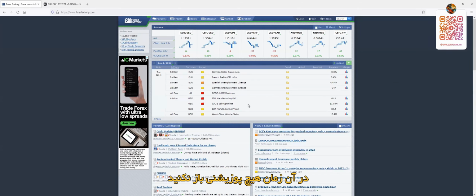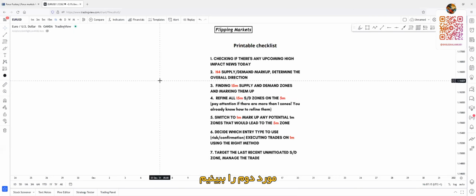Just don't open any position in that time window. Monitor the market, but just don't open a position. That's the golden rule here. If there aren't any upcoming high impact news, you can safely trade as usual. So you did the first point, you check the high impact news. Let's see the second point.